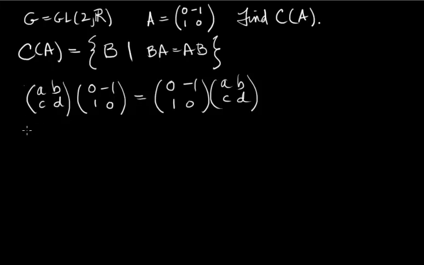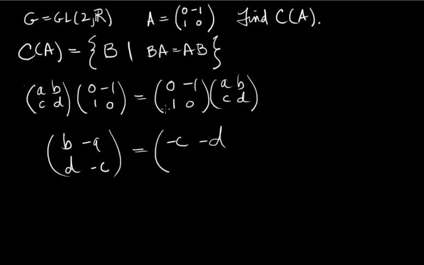So let's see. If I multiply on the left here, just multiply it out and we get B and then minus A. And then we have D and minus C. And if we multiply in the reverse order, we have minus C and minus D, and then we have A and B. So we want these to be equal.